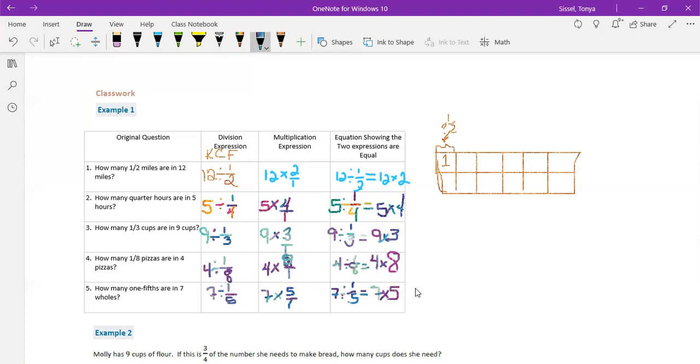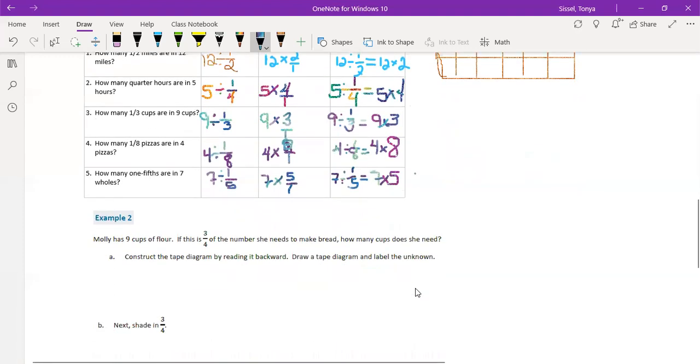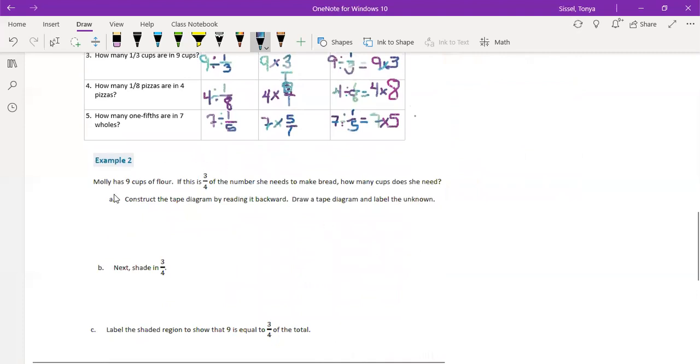Okay, now's where we're going to put some of this into action. There we go, Example 2. It says Molly has 9 cups of flour. If this is 3/4 of the number that she needs to make bread, how many cups does she need? Okay, so just like the other ones, it's basically a backwards problem. So what we've got is how many cups? Question mark.